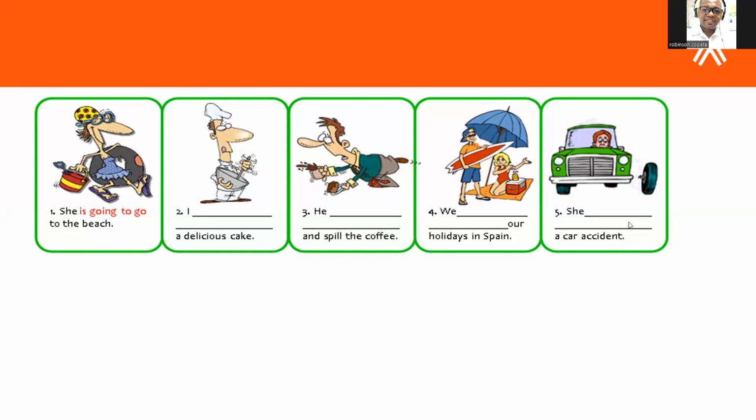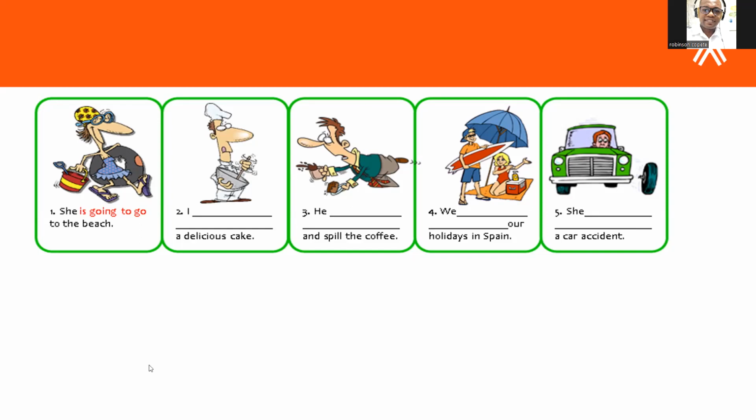Number 5. She a car accident. Miren la oración. She a car accident. Teacher. Ajá. She is going to have a car accident. Or she's not going to have a car accident, como dice Oscar Rondán. Or she's going to have a car accident, because if you look the car, he's missing a wheel, you know? She's crazy. Créame que se va a ir de boca.